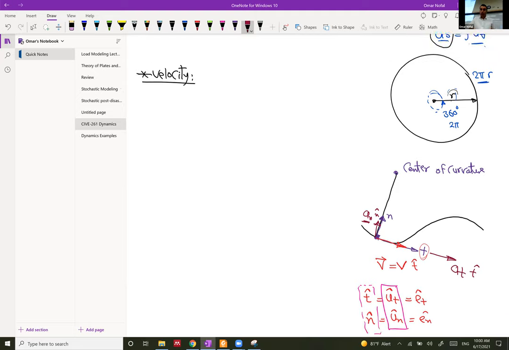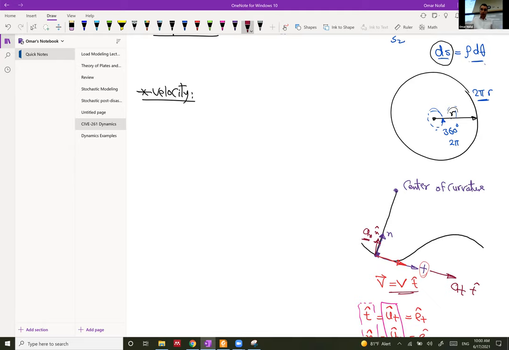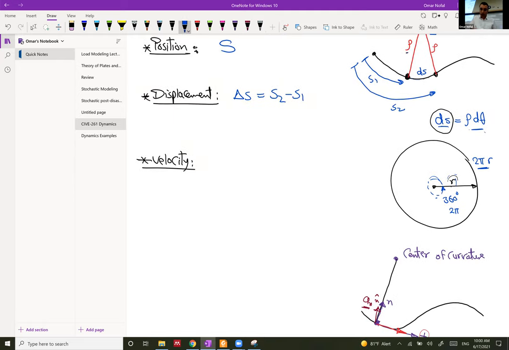So let's get how we can get this velocity vector. As we said, V is equal to the magnitude of the velocity in the direction of UT hat. V is equal to the time rate of change of the position, ds dt.